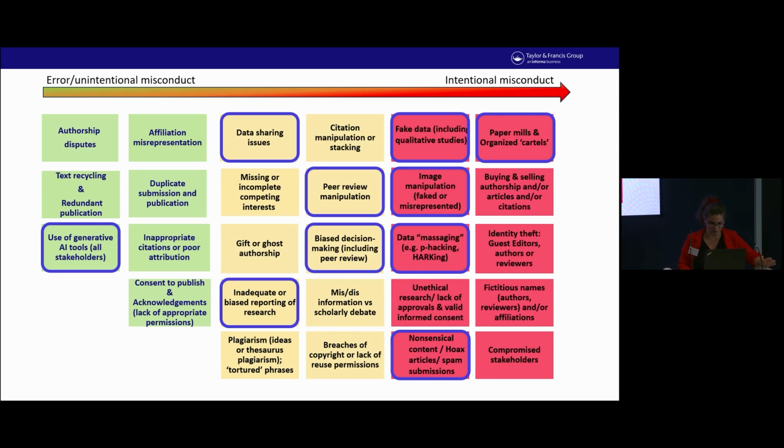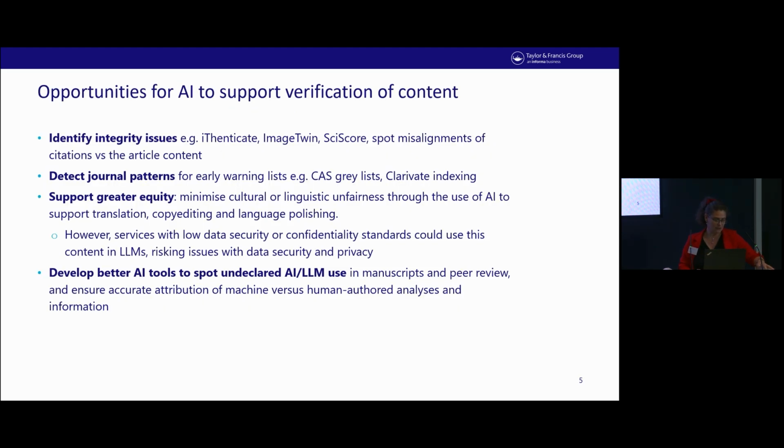It's not all doom and gloom. I think there's a number of things that we can do about it, a number of things that AI can help us do about this. So of course AI is already being used, in fact, by most publishers to help support verification of content. So most obviously looking at content similarity, for example, or looking at image manipulation, those kind of things, or spotting misalignments between citations and the content.